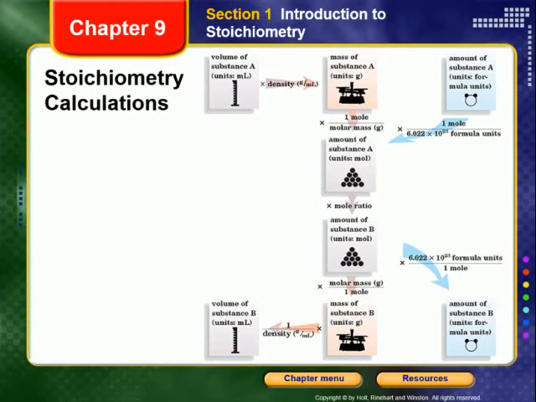Then you can convert, using molar mass, into the mass of a substance, and then back into the volume of a second substance using density. Or you can use Avogadro's number again to talk about how many units of that substance B are present. So a lot of different movements, a lot of different units can be converted here as long as you understand the basic conversion factors of mole ratio and molar mass.